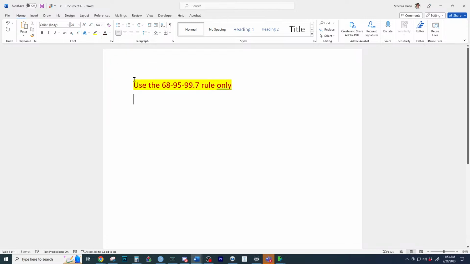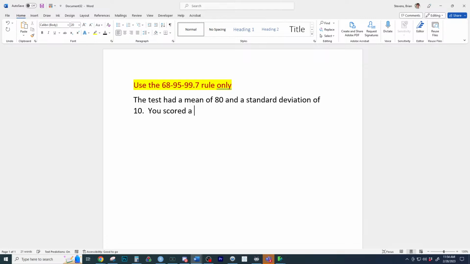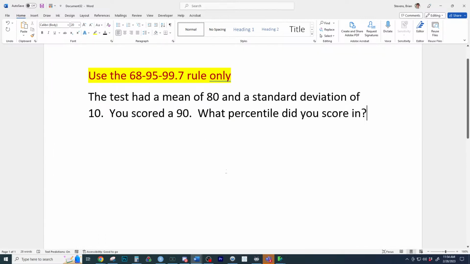So here we go. The test had a mean of 80 and a standard deviation of 10. You scored a 90. What percentile did you score in? Can anyone get this one really quickly? So the first thing you'd want to do here is draw this out. You could also start solving certain things about a 90 and get this very quickly.